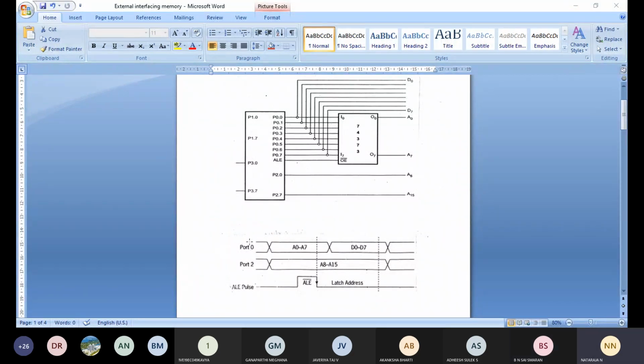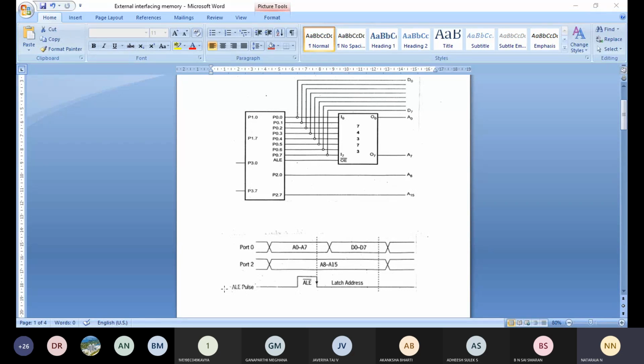Based on the condition of ALE, if ALE is equal to 1, port 0 contains only address bus. If ALE is equal to 0, port 0 contains data bus. So we can use the 74373 IC to demultiplex the address and the data. The 74373 will be enabled when ALE is 1.